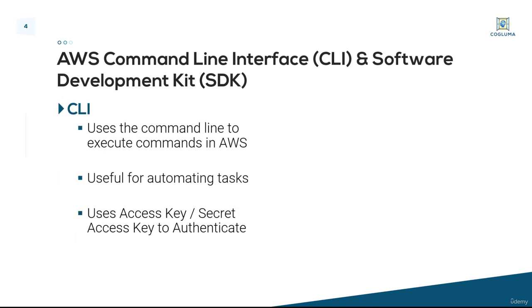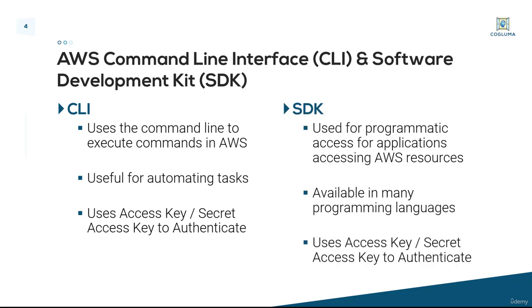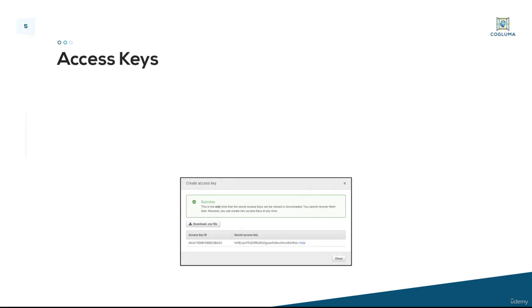The CLI uses command line to execute commands in AWS. It's really useful for automating tasks and doing bulk work. It uses an access key and a secret access key to authenticate, which we'll also call an access key pair. Now the SDK, it's used for programmatic access for applications accessing AWS resources. It's available in many programming languages, and just like the CLI, it's going to be using an access key pair to authenticate.